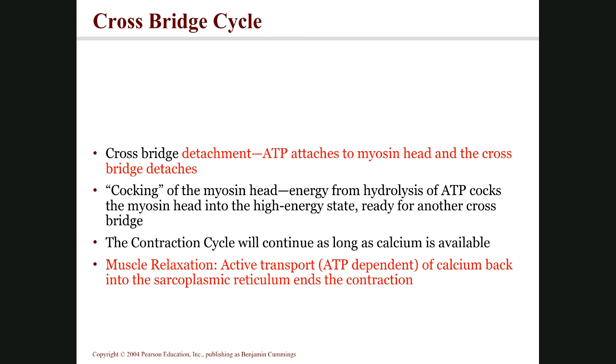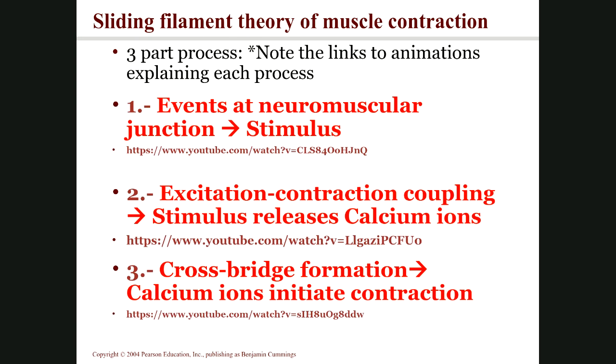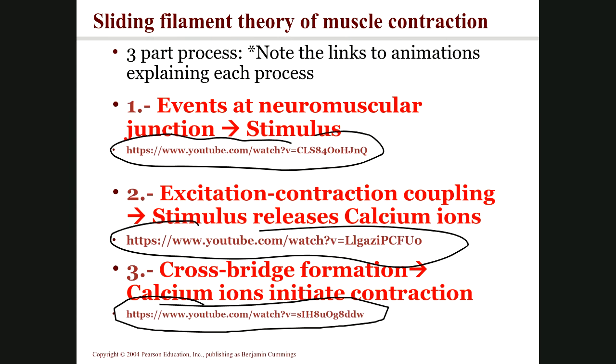Let me point something out real quick. These are the three events at the neuromuscular junction. Notice these sites right here and right here. These represent animations of each of these events. It's not a bad idea to copy and paste these websites and look at the animation, which further explains how these events happened. So in the test, you're not going to be asked to explain these events, but you are going to be asked questions like, what's the role of calcium in muscle contraction, for example?